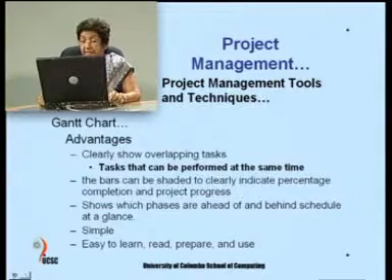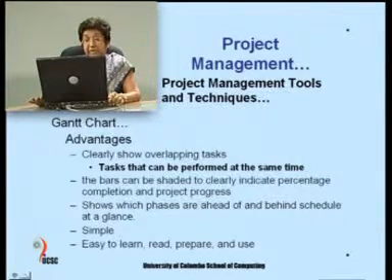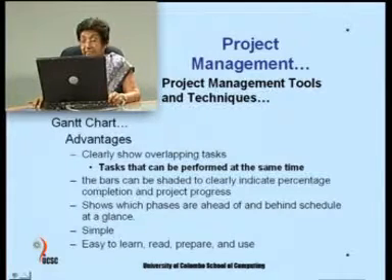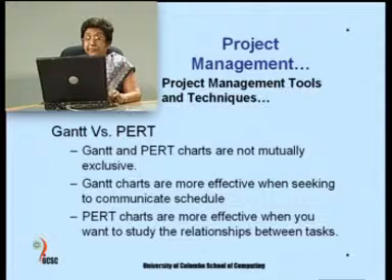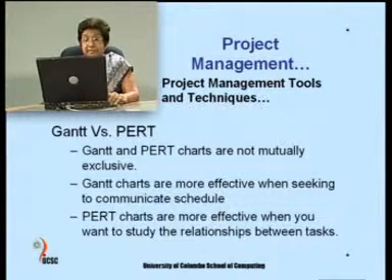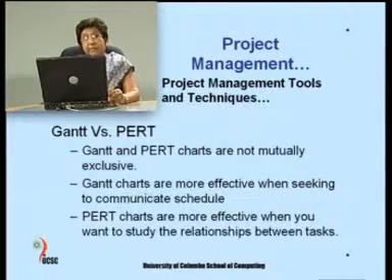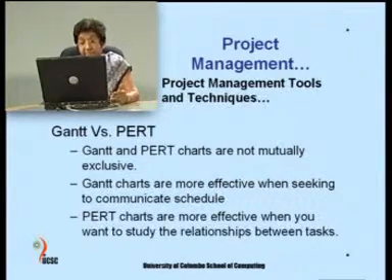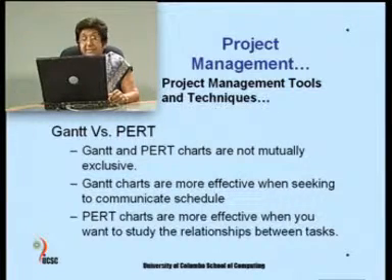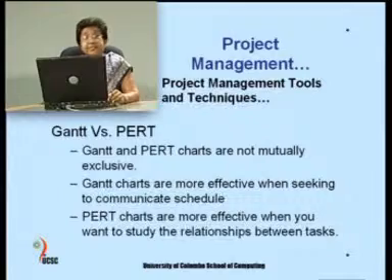So, at a glance you can see which activities or phases you are completing and which activities you are behind schedule on. It is simple, easy to learn, read, prepare and use. If you compare the two tools, a Gantt chart versus a PERT, they are not mutually exclusive. Gantt charts are more effective when you want to communicate the schedule, that is, show other people the progress of the project. It is very easy to show the progress using a Gantt chart. PERT charts are more effective when you want to study the relationship between the different tasks.